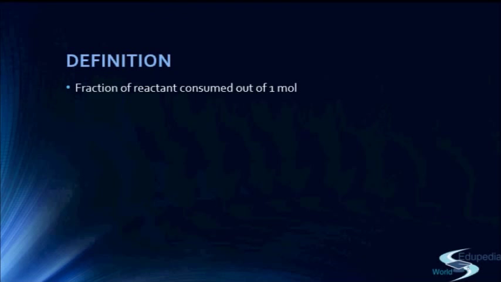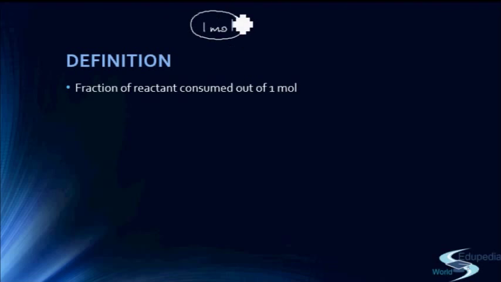So it is defined as the fraction of reactant consumed out of 1 mole of the reactant. This means degree of dissociation is always calculated with respect to 1 mole of reactant. So if I had 1 mole of reactant initially with me, how much of it has been consumed in my reaction? If out of 1 mole, say 0.4 mole is consumed, then degree of dissociation is 0.4. So it is the fraction of reactant consumed out of 1 mole initial quantity.